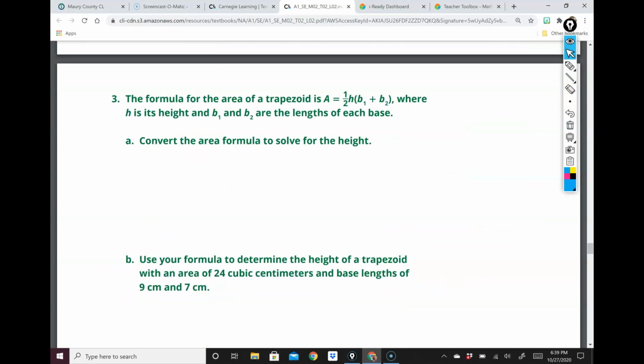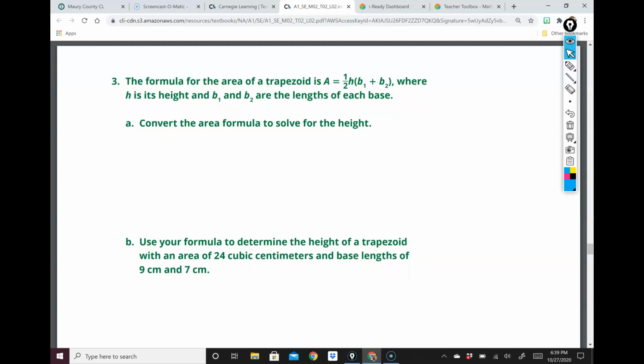Number 3. The formula for the area of a trapezoid is A equals 1/2 times h times the sum of the bases, where h is the height and b are the bases. Convert the area formula to solve for the height. So area equals 1/2 times the height times the sum of the bases. And what we want to do is solve for the height.